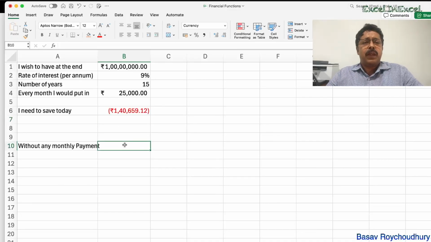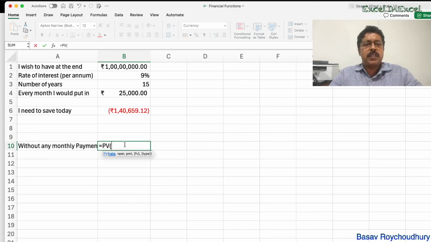And lastly, if we say, fine, we are not going to have any monthly payment, so it's a one-time lump sum that I'm going to pay, and I want to get that 1 crore at the end of 15 years. What should be the amount that I should deposit today? So the present value, the amount that I should deposit today, keeping it in the bank or in the mutual fund for 15 years, hoping that I'll get 9% interest per annum, and the future value will be 1 crore.